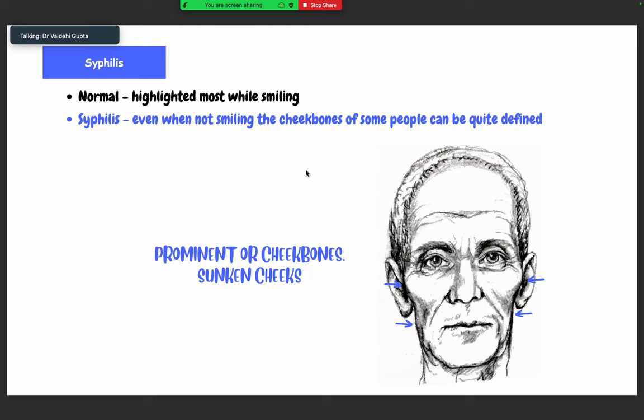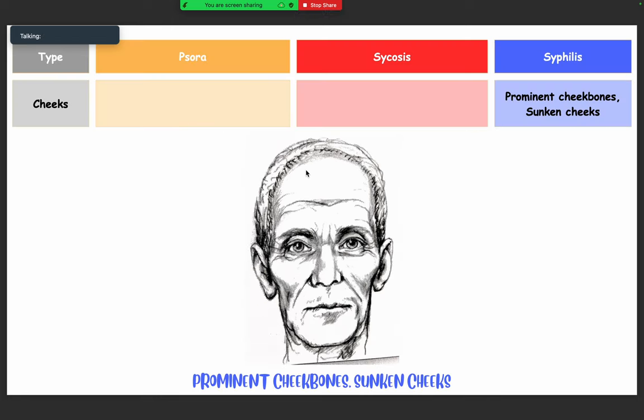So prominent cheekbones and sunken cheeks. The cheekbone would be prominent while the cheek would be sunken. This is Syphilis. Syphilis is a mark of destruction, so sunken cheeks. So in Syphilis, the cheekbones are prominent and cheeks are sunken.